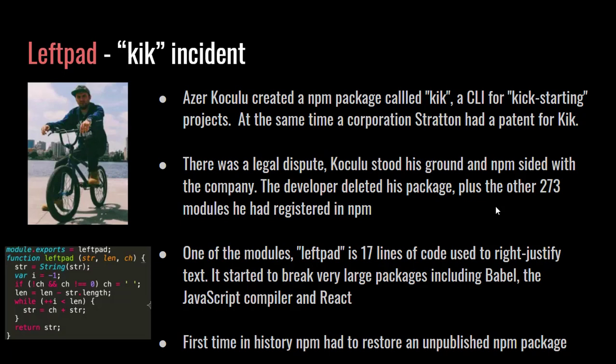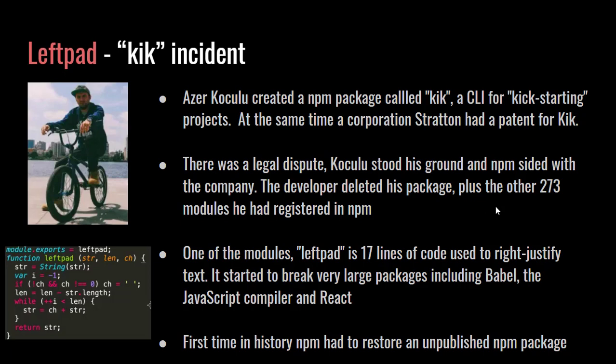It's actually quite funny. I can't repeat it here, but it was quite funny. And he basically flipped them off, and he refused to give up that name. And NPM sided with him, so he deleted his package, unpublished it, and along with it there were 273 modules that he had registered that he deleted.